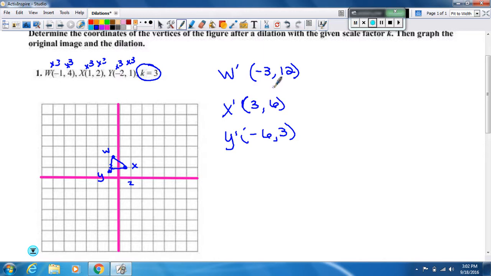Okay, then for W prime, I've got -3, 12. So that's to the left 3, and up 12. 2, 4, 6, 8, 10, 12. That's W prime.